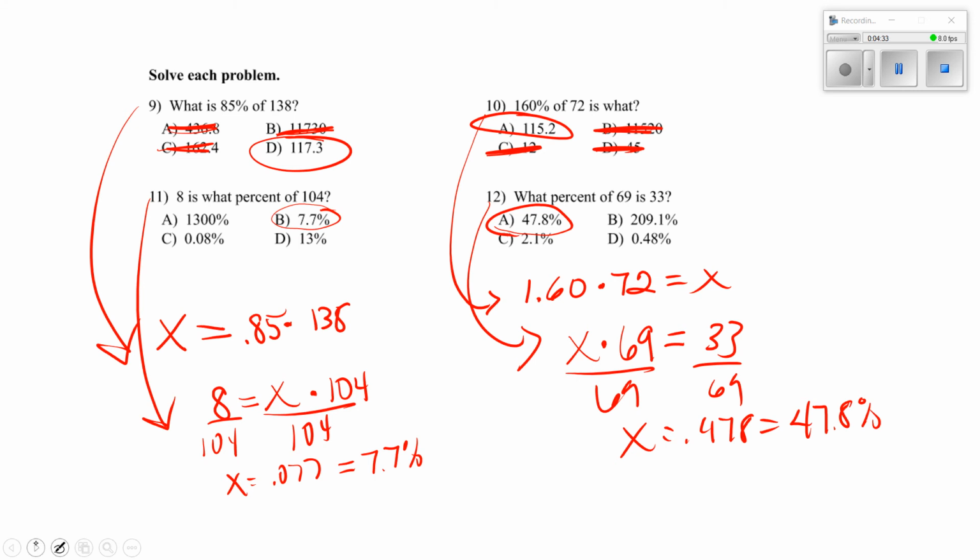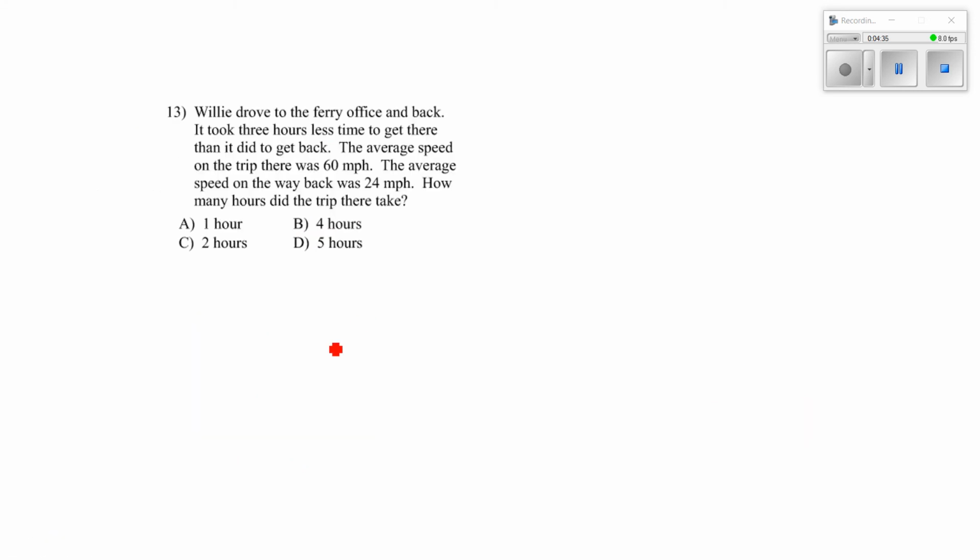All right, let's do a couple of word problems and then we'll knock this out. Willie drove to the ferry office and back. So Willie's here, ferry office is here. He's going to drive there and he's going to drive back, same trip. Took 3 hours less time to get there than it did to get back. So I'm going to make this one x minus 3 and this one x. The average speed on the trip there was 60.